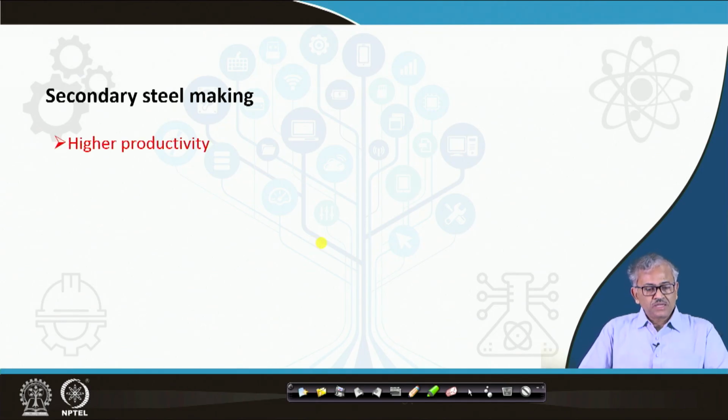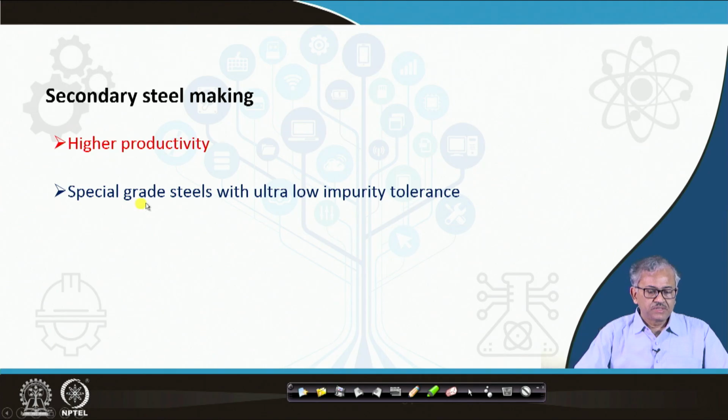So, basically secondary steel making has come today. This is the major reason: special grades of steel with ultra low impurity tolerance are required today, because nowadays more demand is coming for very ultra low impurity steel, especially ultra low carbon steel and ultra low sulfur steel, where the impurity concentration may be required below 50 ppm, like sulfur below 50 ppm and carbon below 50 ppm.